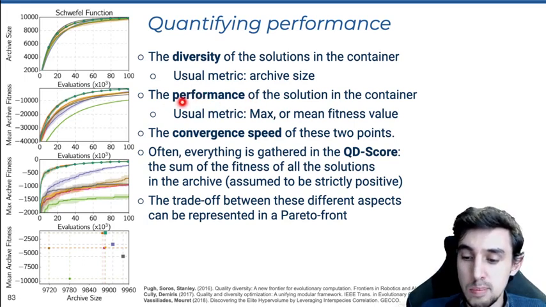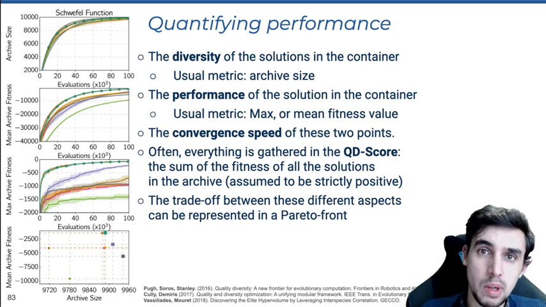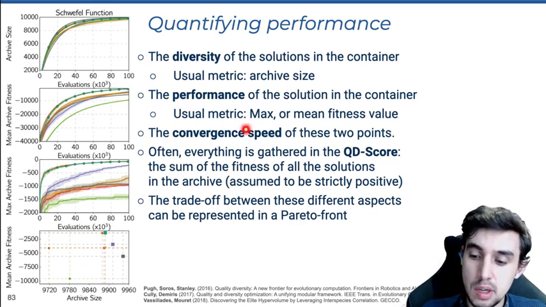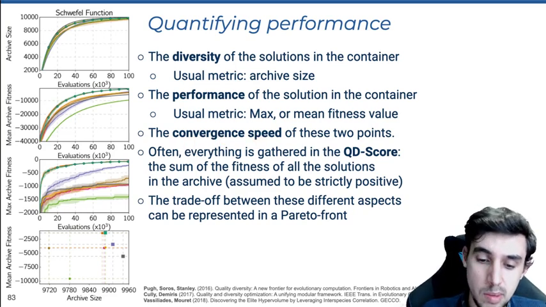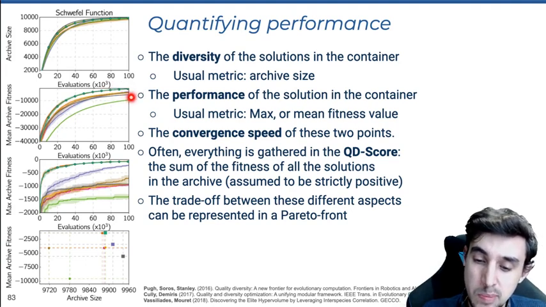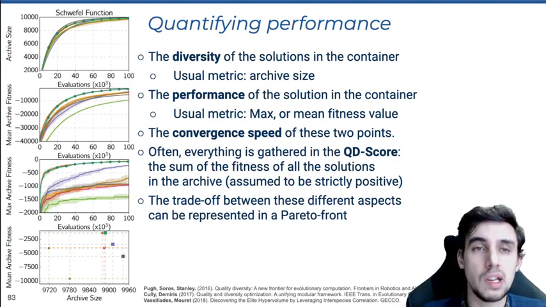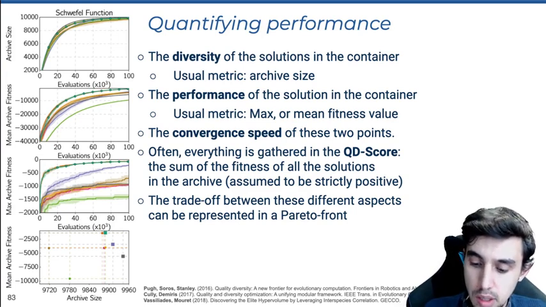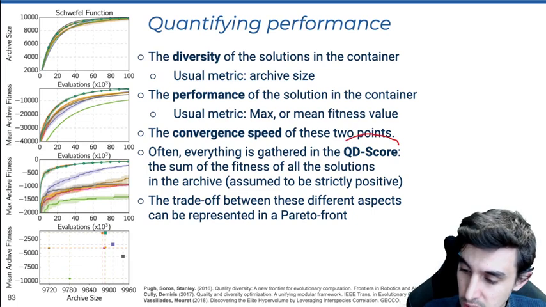A second important aspect is the performance of the solutions contained in the archive. The usual metrics are either the maximal performance or the average performance. We can also sometimes be interested in the convergence speed. Typically, if you have a solution that reaches the average performance faster than another one, that might be an interesting aspect. Usually, an important concept is the QD score here.